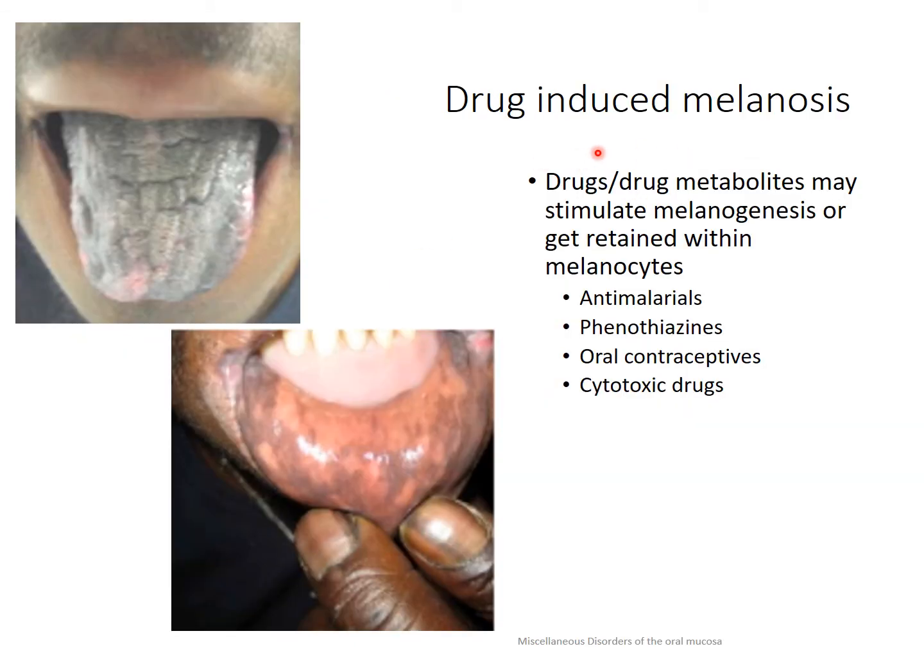Drug-induced melanosis can be caused by drugs themselves or their metabolites, which stimulate melanogenesis or get retained within the melanocytes. Common examples for these are antimalarials, phenothiazine, oral contraceptives, and even cytotoxic drugs. That means cancer chemotherapy can induce heavy pigmentation, because the drug gets retained in the melanocytes or it stimulates melanogenesis.